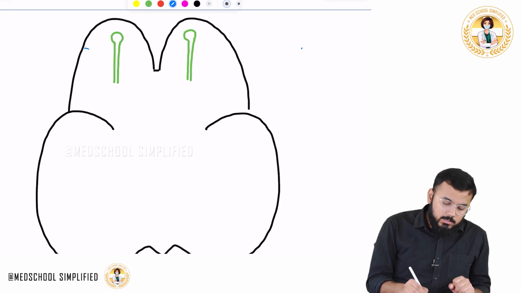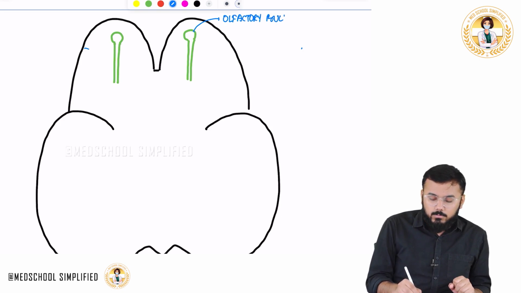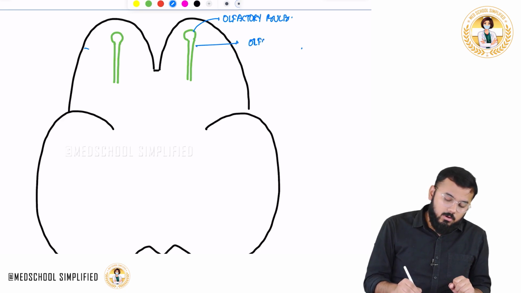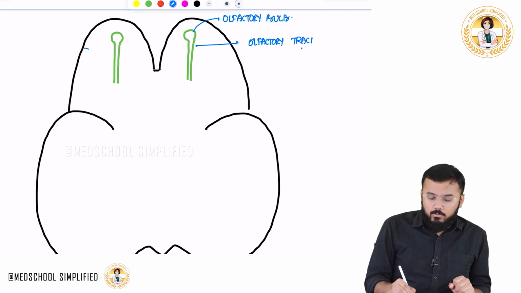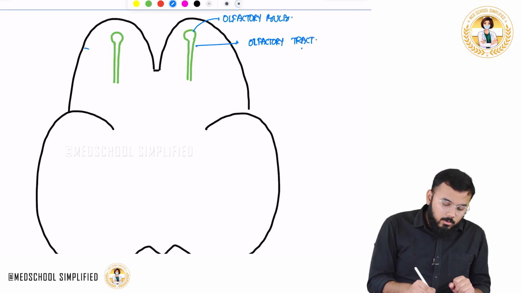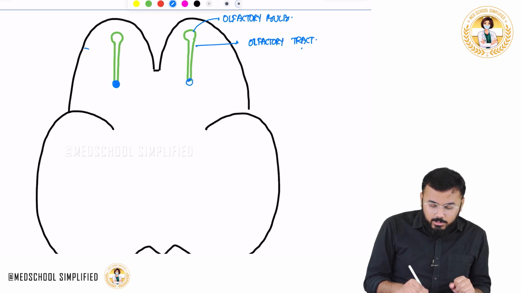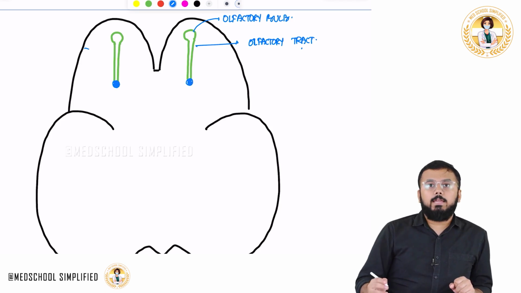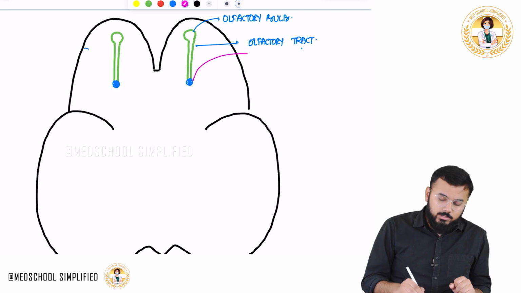Okay, so what is this? This is your olfactory bulb, and this one over here is called as your olfactory tract. Now, at the lower border of olfactory tract, you have got a structure like this, right? So, this particular structure is called as the olfactory trigone. What is this structure? This is called as your olfactory trigone.